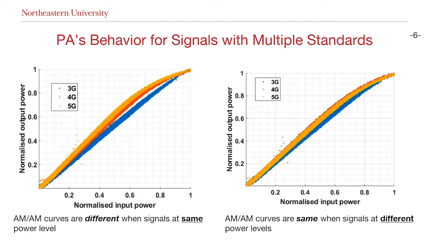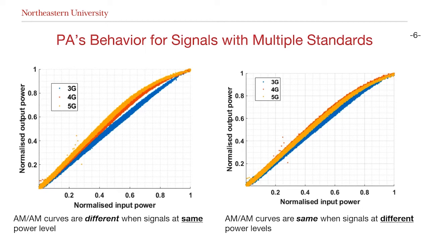These figures are the AM-AM curves of signals under different signal standards and different power levels. The AM-AM curves, which are the amplitude-to-amplitude modulation curves, are generally used to describe the input-output relationships of the PAs. In the figure on the left, we have 3 different signals, shown as 3 different curves: the blue, the orange, and the red one. These curves are generated when these signals are of different standards, but at the same power levels.